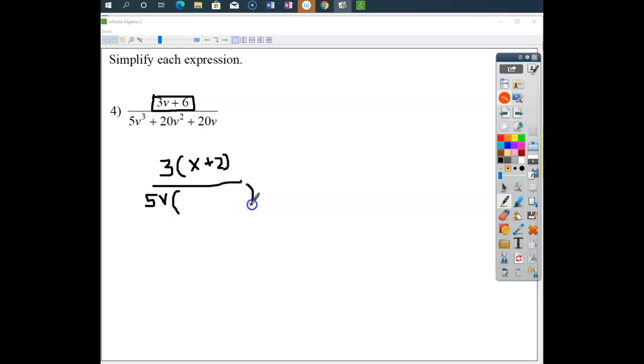And after that, I think I'm going to have more to do because it's a trinomial. Oh, this is supposed to be a v, not an x, my bad. And then after that, we do the box method on the trinomial. I made it an x again, darn it. Oh well. There we go. And if you do the box method, you get v plus 2 times v plus 2.